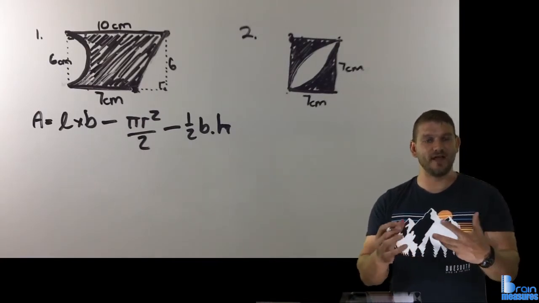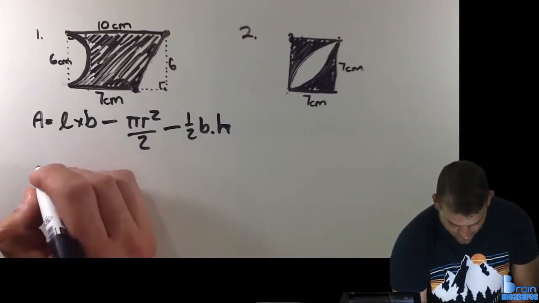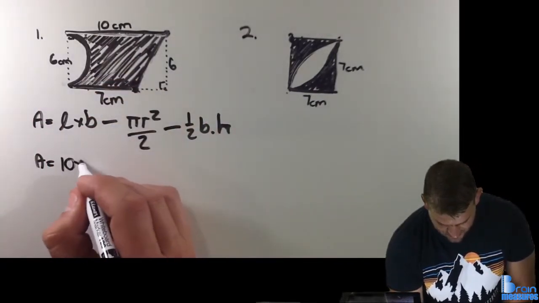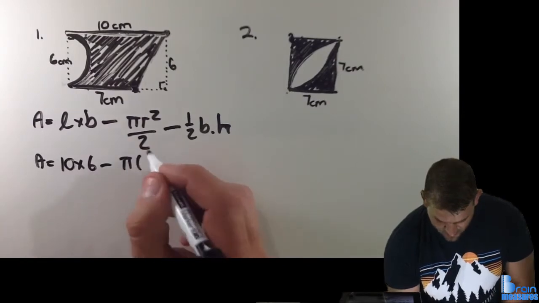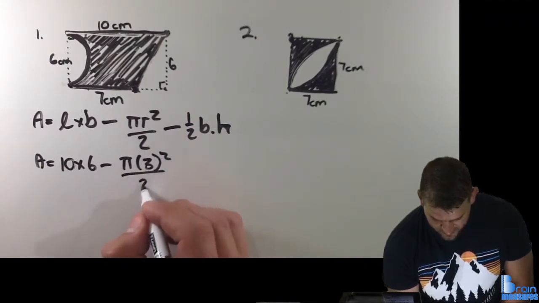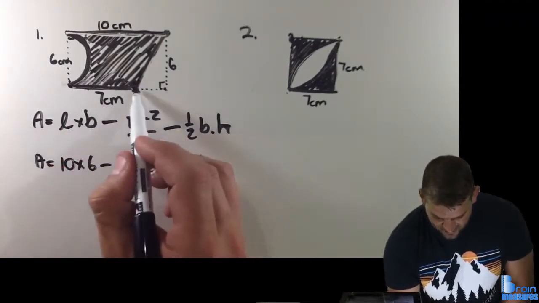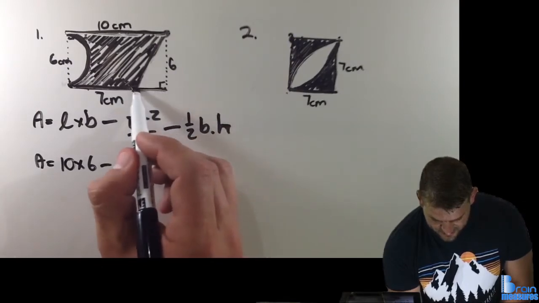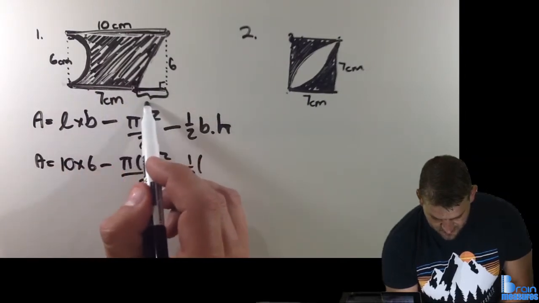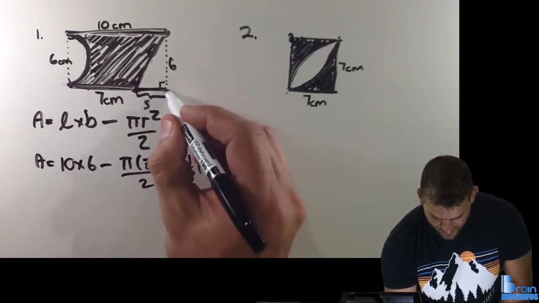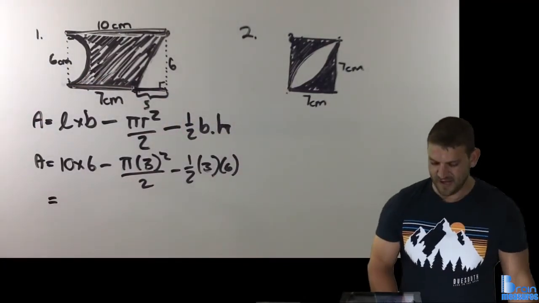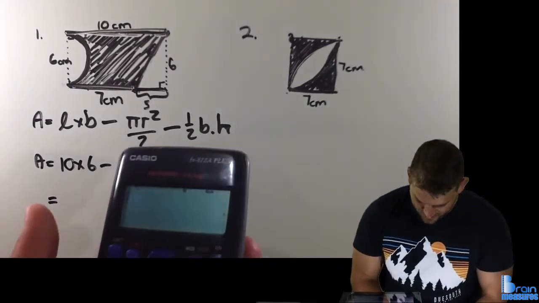Now let's see if we can sub in the values. Do we have all the values? So the area is equal to length times breadth, so that would be 10 times 6 minus pi, we know radius would be half of the diameter, which is 3, divided by 2, minus half the base of this triangle. Now this is the base. So to work this out, we know that this is 10, this is 7, so this must be 3. So the base would be 3, and my perpendicular height would be the breadth, which is 6. And there I've got all my values. I can now actually just sub it all in and calculate the answer.